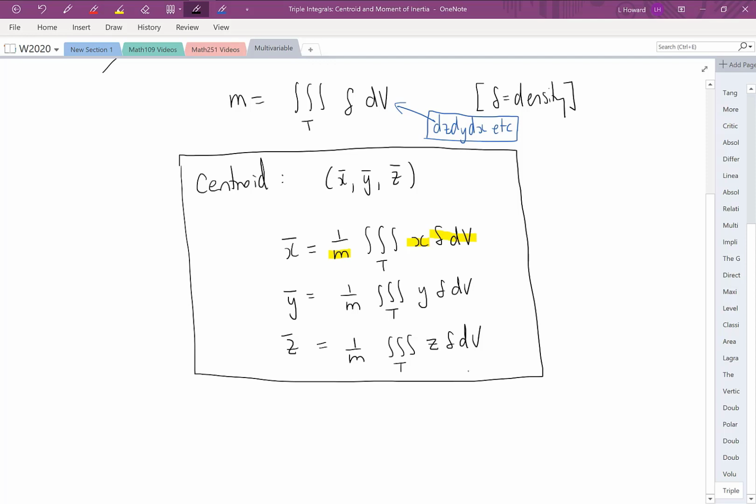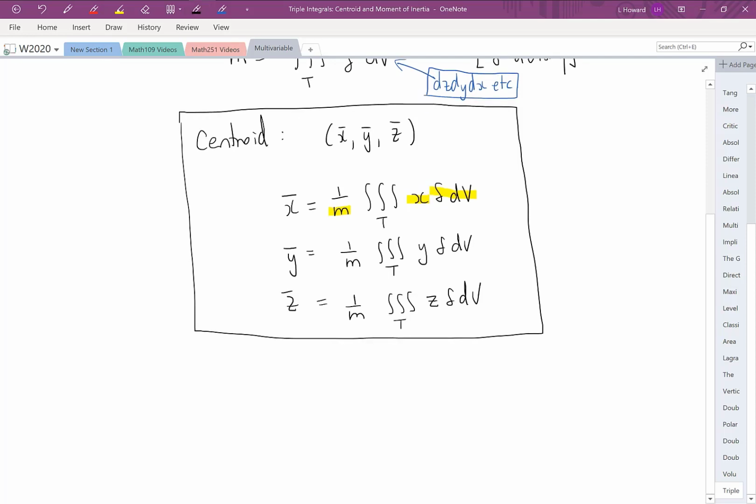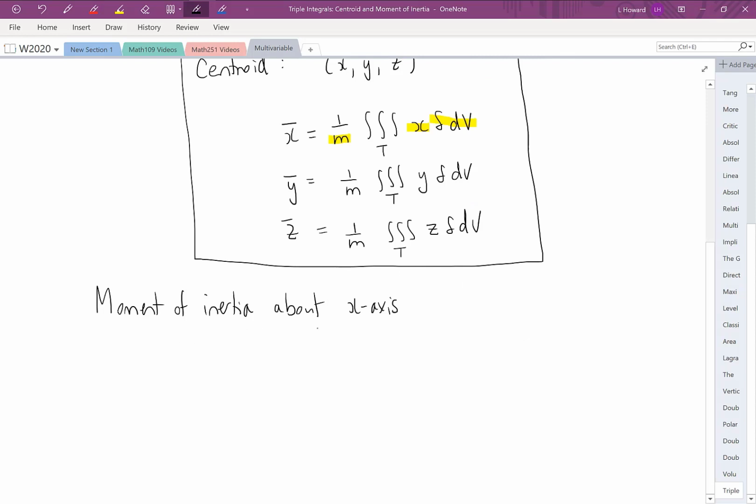And the last thing we could talk about is moments of inertia about our various axes. If we want the moment of inertia about the x-axis, notationally we're going to write I sub x. This is going to be the triple integral over our solid region T of y squared plus z squared delta dV. I'm just going to draw a picture here in 3D of what this represents.